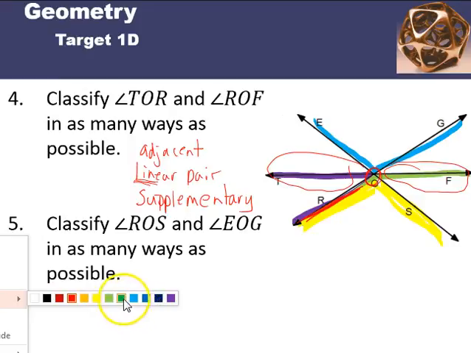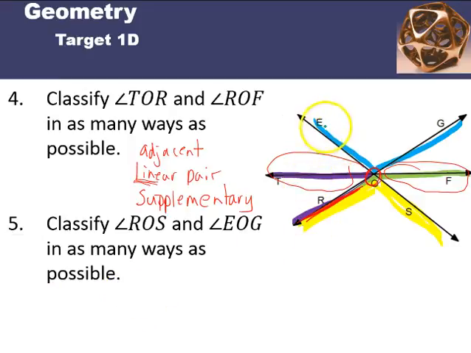I'll go with the green, I guess. So this side right here and this side right here are opposite rays. And this ray right here and this ray right here are opposite rays. And moreover, the figure forms an X. So when there's an X and there's two pairs of opposite rays, then we have vertical angles.